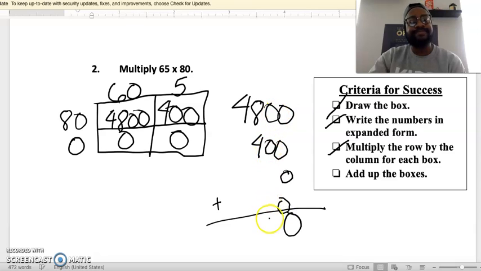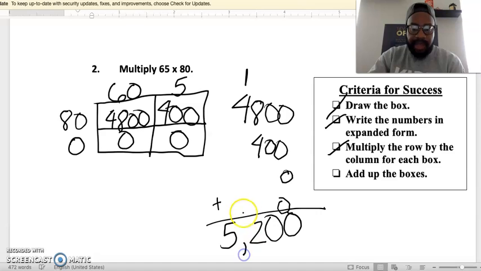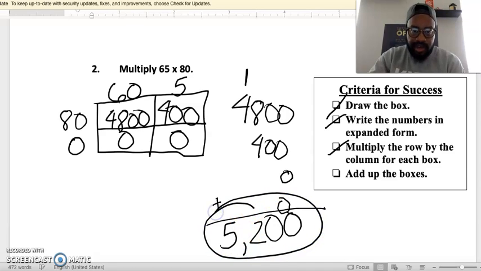0 plus 0 is 0. 8 plus 4 is 12. Put the 2 down. Bring the 1 over. 1 plus 4 is 5. Make sure I add my comma. So my answer is 5,200.